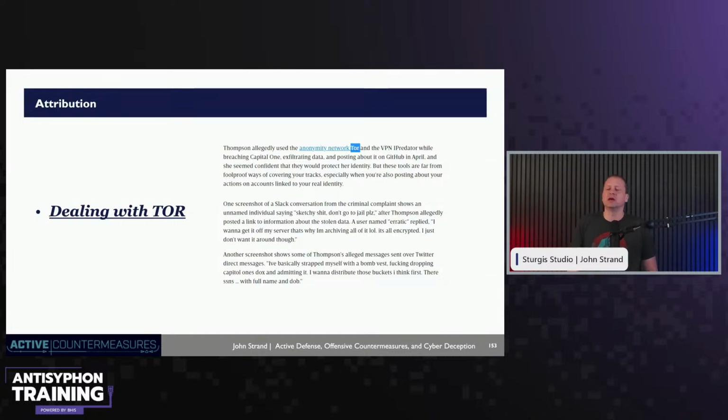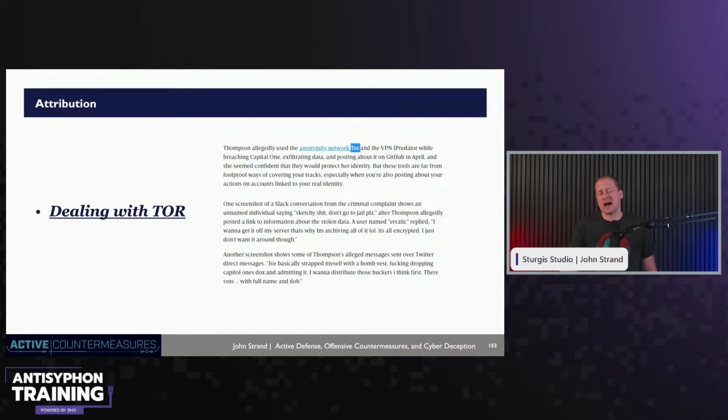Now, Erratic wasn't stupid. She was just really mentally off. And she would put in things like, I want to get this secret information off my server. That's why I'm archiving all of it. It's all encrypted. I just don't want it around. I basically strapped myself with a bomb vest, effing dropping Capital One's docs and admitting it. I want to distribute these buckets. I think first there are social security numbers, full names, and dates of birth.